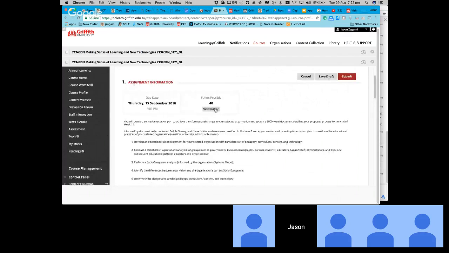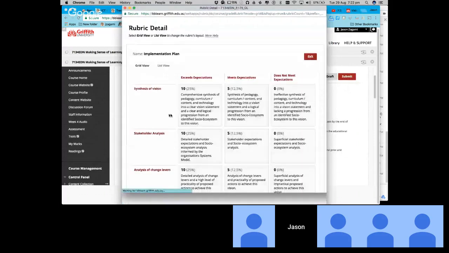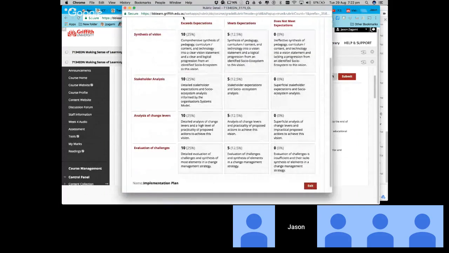And if we look at the rubric, which is always the final arbiter of assessment, you'll see that there's 25% for your vision and how it progresses from your identified systems analysis, your socioeconomic system of your existing organization, how you've identified the stakeholders and how your systems analysis has helped in working out what the different stakeholders would need, what they would want to see achieved, like what the students would like to see achieved, what the teachers would like to see achieved, what the administration, what the parents, etc.